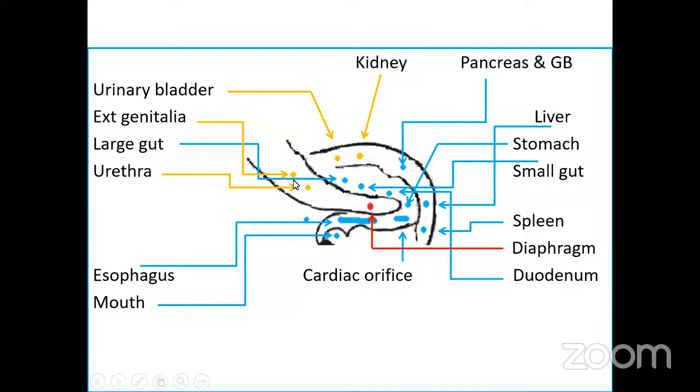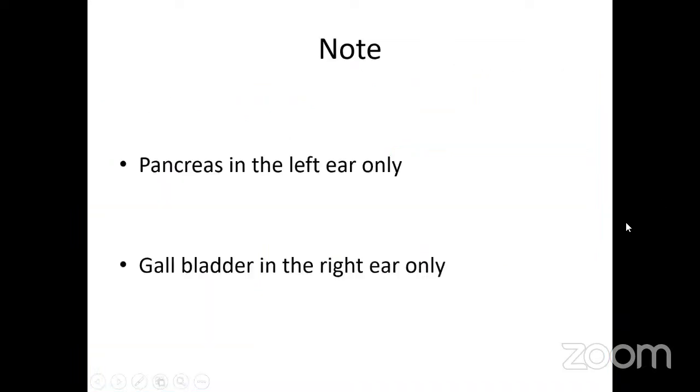Just where the diaphragm is ending is the area for the urethra, and a little above is the area for external genitalia. Okay? This I've already told you.